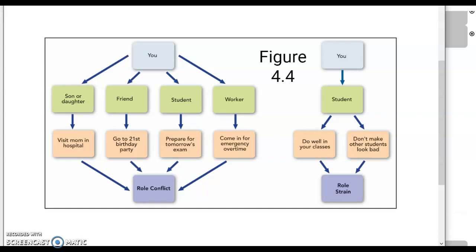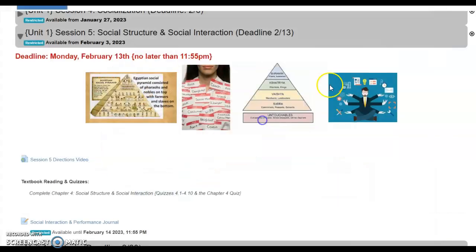So think about that as you read this chapter when you get to that role strain and role conflict section. How can you make your life better by managing those role conflicts and those role strains? You will find that the social structure of your life gets better when you start to manage those roles.